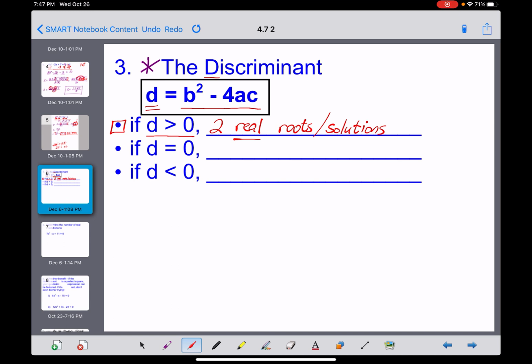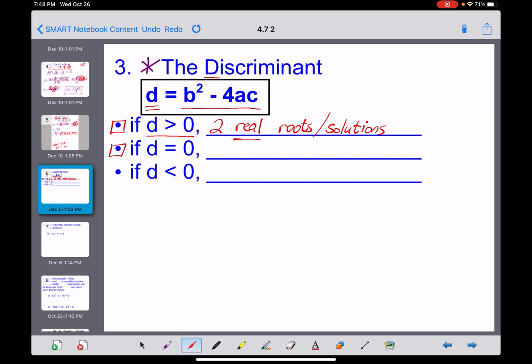Now, we haven't discussed the concept of a real number all that much because we haven't discussed the concept of an imaginary number either. And this book that we're using here deals with the concept of real versus imaginary numbers in section 4.8, which comes after this. So, just humor me for right now, but we'll do more with that in the next section.